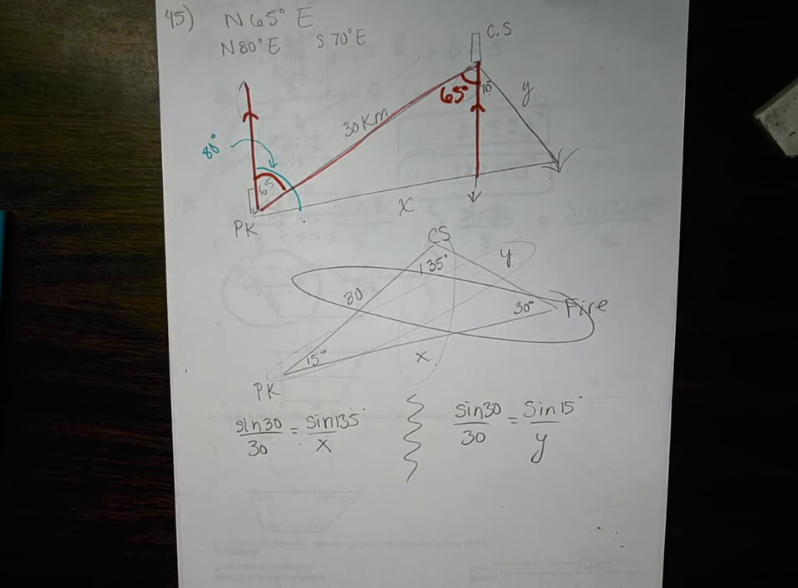Cross multiply, divide. Do I need an inverse key on this one? Or no inverse key? No inverse key. I'm not looking for an angle, I'm looking for a side. Does that make sense?